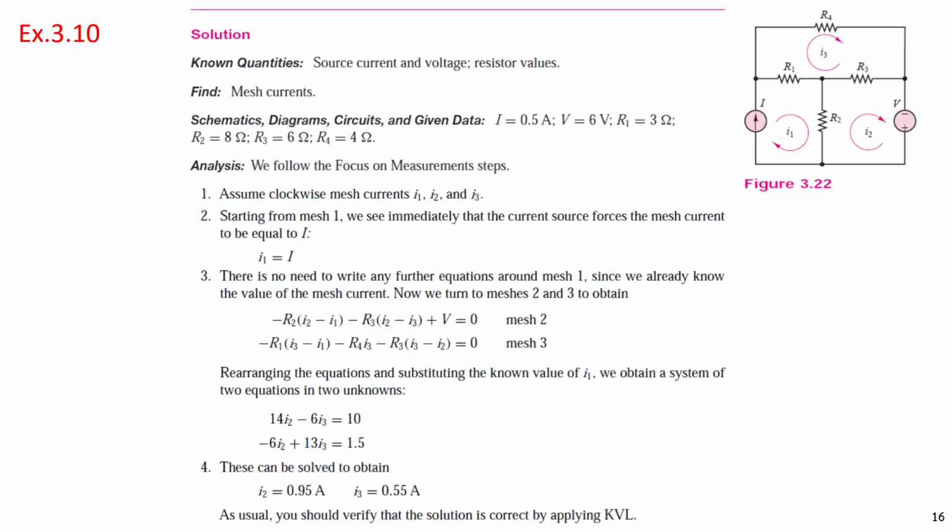Okay, let's see this example. I1 that we know is I, so we don't need to solve for I1 in fact, because we know I1 is I, is 0.5 amp already. So we remain only two unknowns to solve for. Okay, let's see how to solve it step by step.